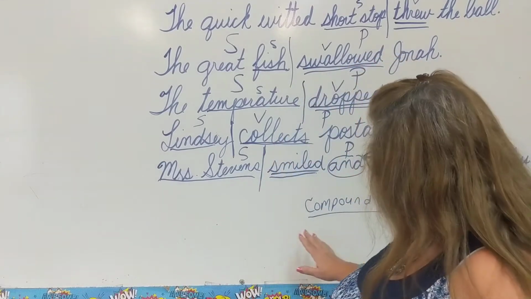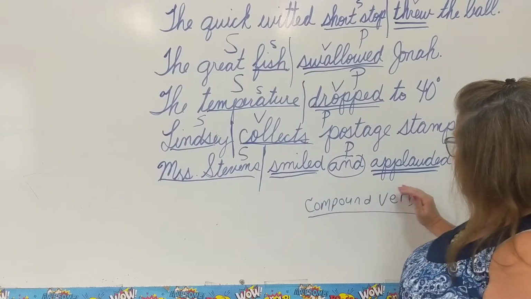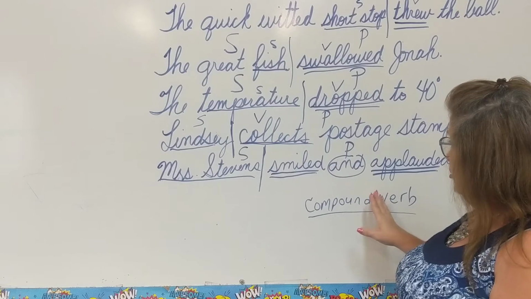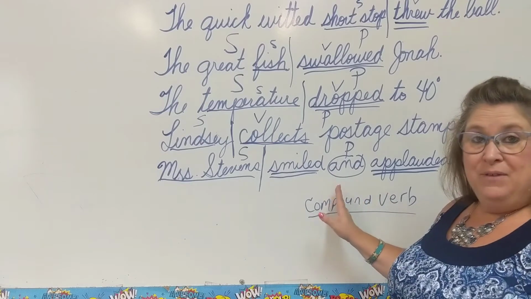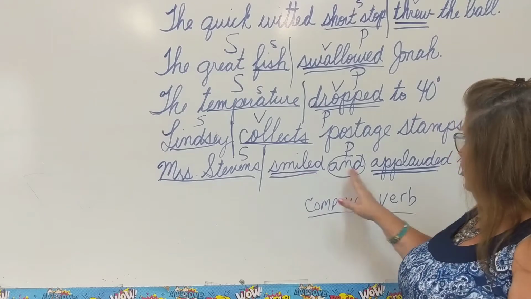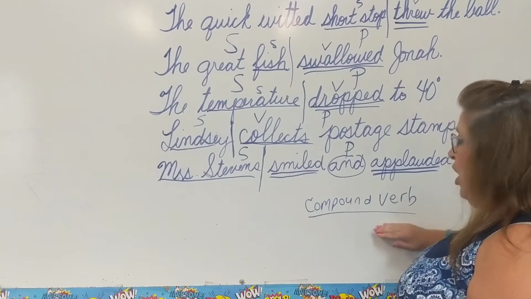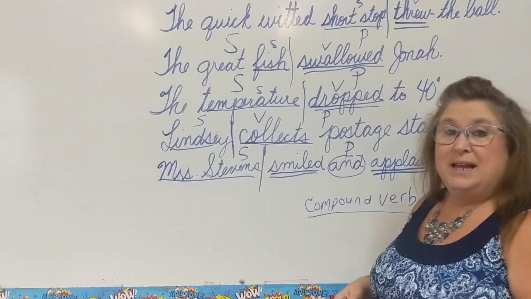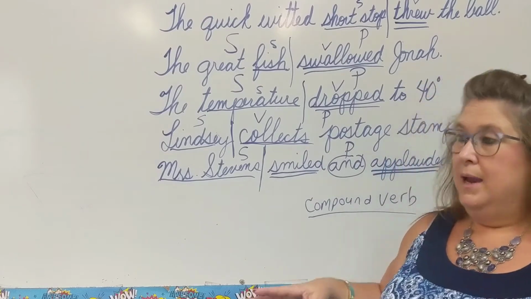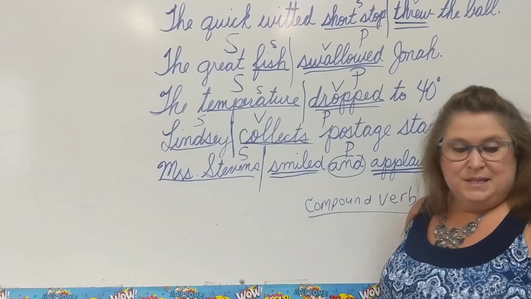on the compound verbs. You always need to make sure when you are finding your verb in a sentence that if you see a connecting word like and, you always double check that you do not have that and connecting two verbs, smiled and applauded. If you do, then you have a compound verb. Just like a compound word is two words that make up one word, a compound verb is two verbs that make up the verb in a sentence, okay?